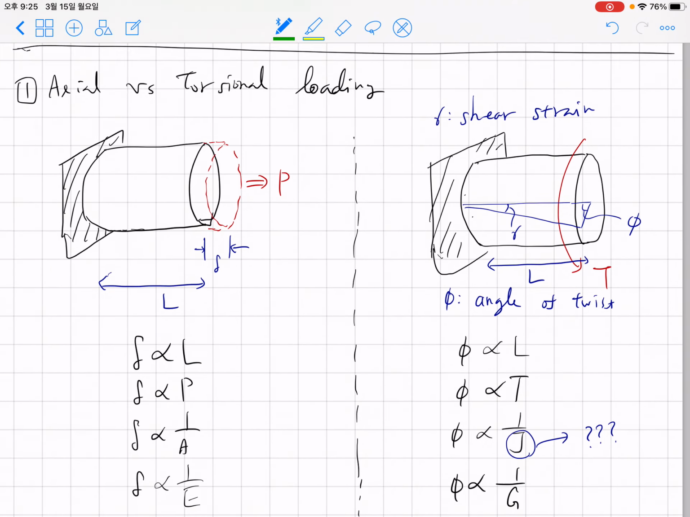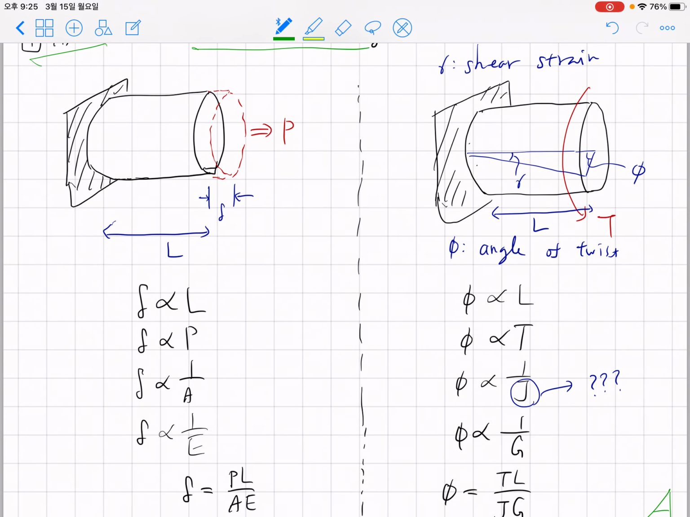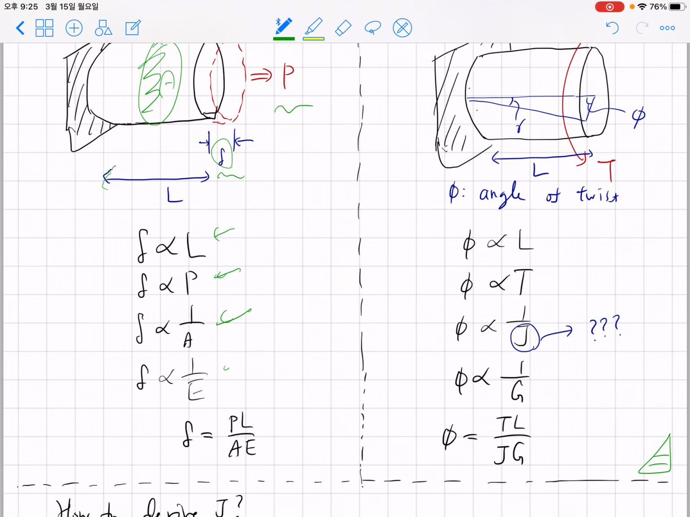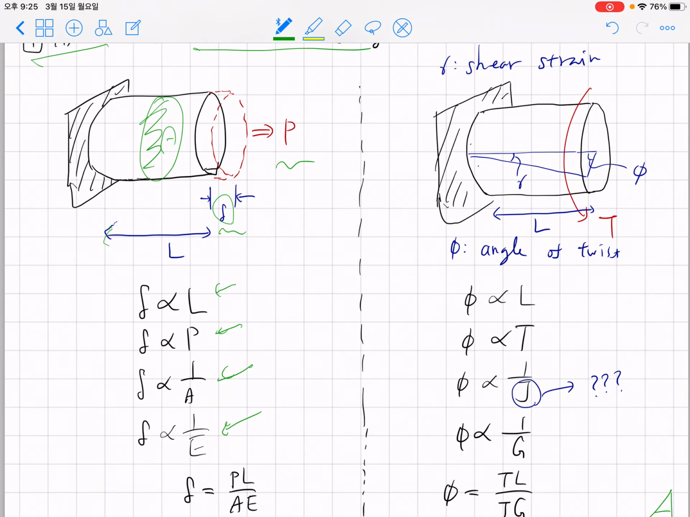Let's try to make a one-to-one correspondence between axial loading and torsional loading. In axial loading, we consider the force P and the displacement delta as a response to force, and we consider the original length L. Regarding the displacement delta, we learned that it is proportional to the length of the beam and to the force, and inversely proportional to the cross-sectional area A and to Young's modulus E, so that delta turns out to be PL over AE. We're going to have a similar conclusion for torsional loading.